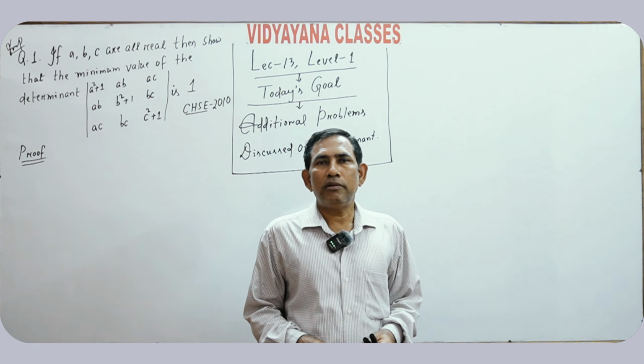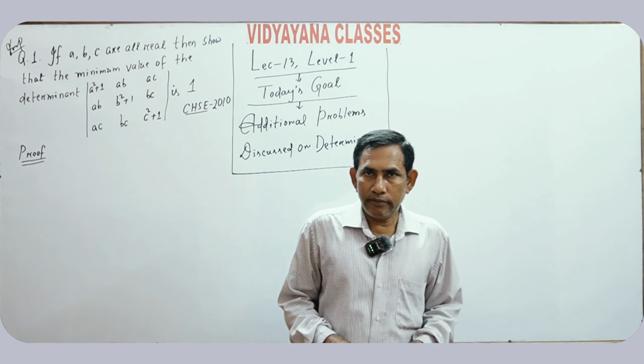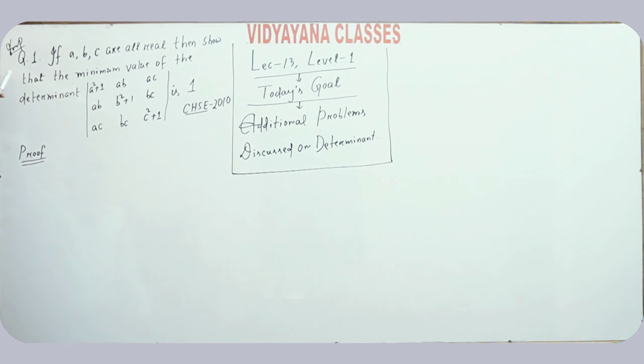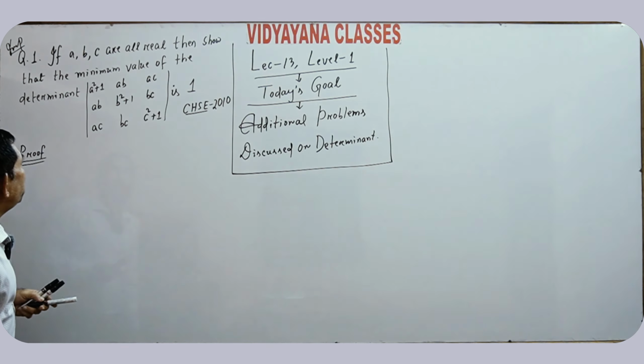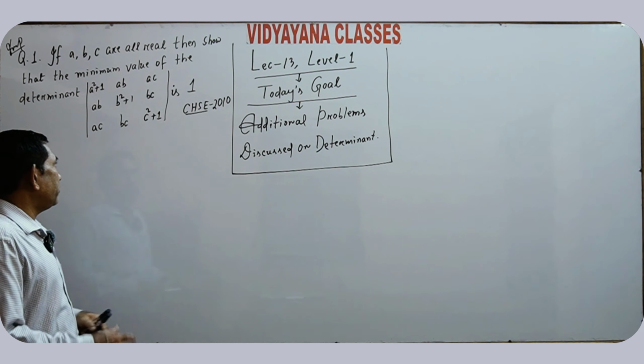Today we will discuss some important problems on determinant. Question number 1. If a, b, c are all real, then show that the minimum value of the determinant is 1.